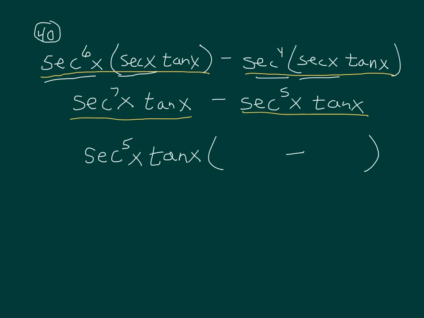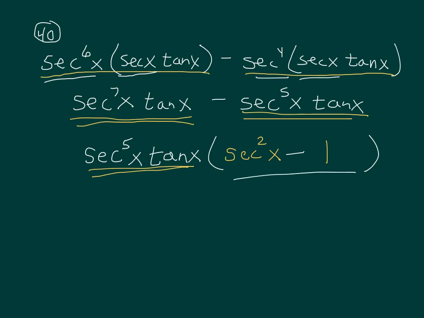So then I'm going to think, secant to the 5th tangent times what gives me secant to the 7th tangent? The result would be a secant squared x. And then secant to the 5th tan times what gives me negative secant to the 5th tan? That's just negative 1. So if we look up our identities, we find that secant squared minus 1 is equivalent to tangent squared.